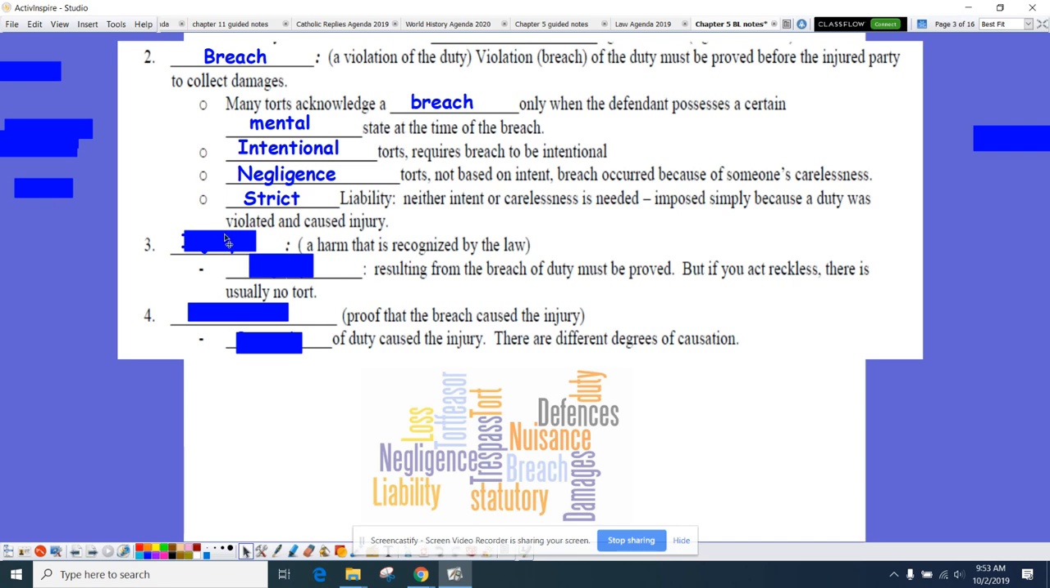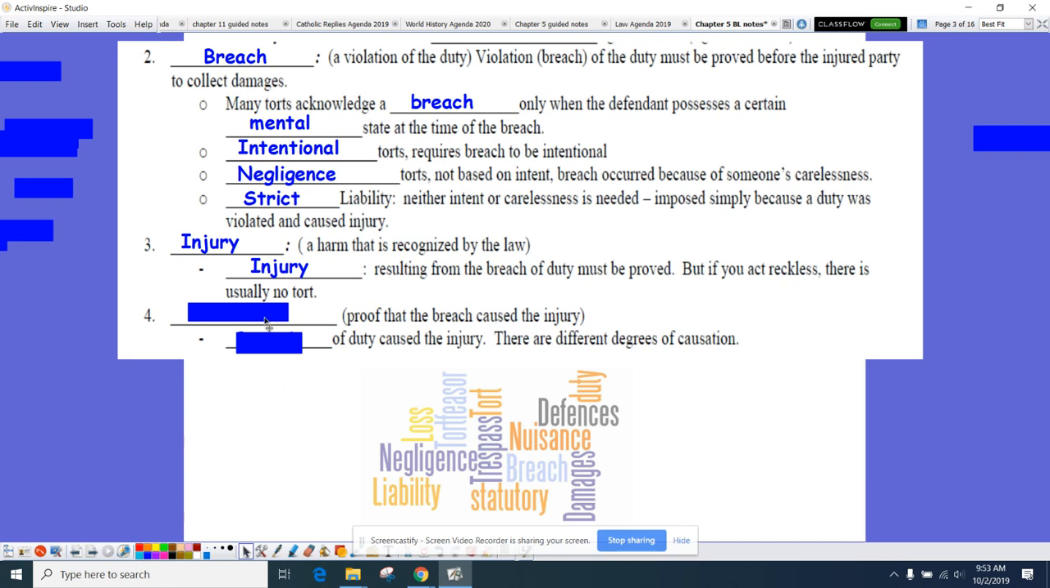Aside from duties and breaches, an injury, a harm that is recognized by law, an injury resulting from a breach of duty must be proved. But if you act reckless, there is usually no tort.